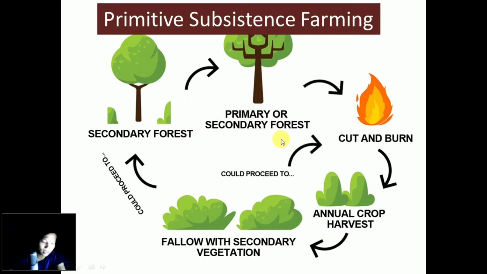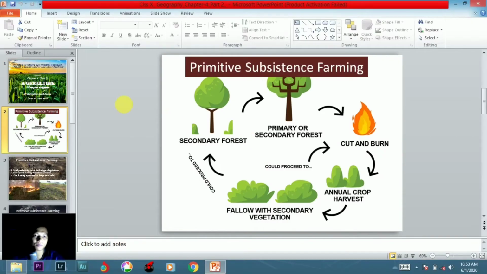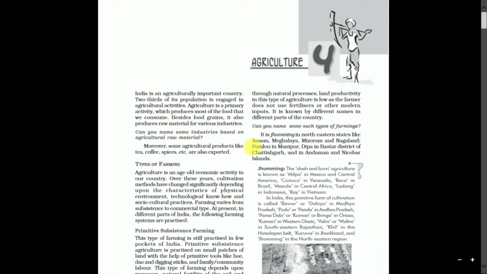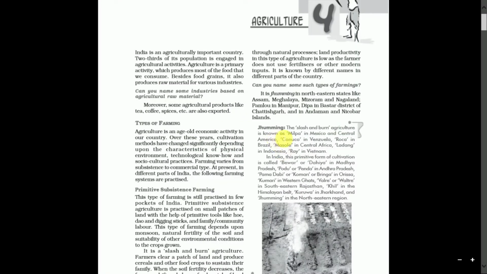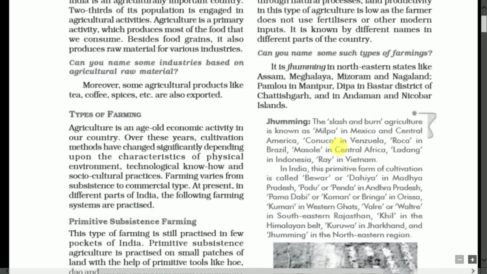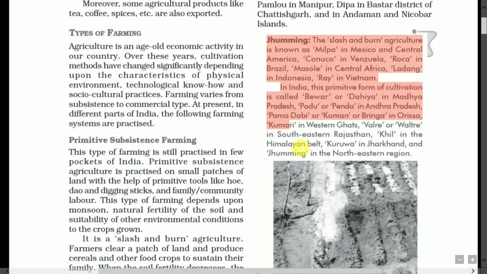I said it's also called slash and burn agriculture, but it is called by different names in different places. For example, in Northeast India we call it jhum cultivation. I'll show you your textbook. If you go through your textbook, on the first page itself you'll find, I'll just zoom in, jhum cultivation, slash and burn agriculture. Just know the names; they are called by different names in different places.